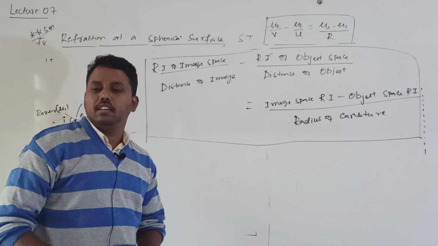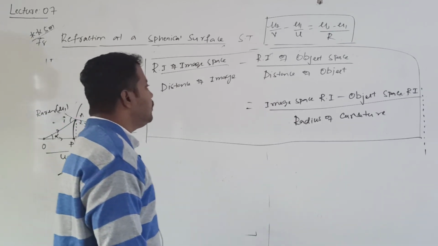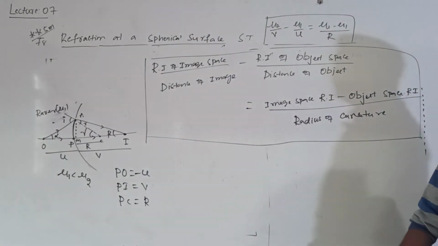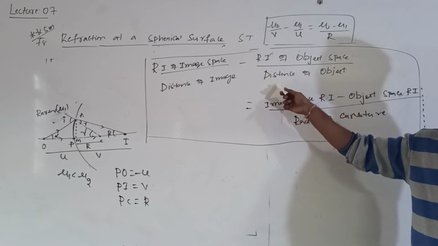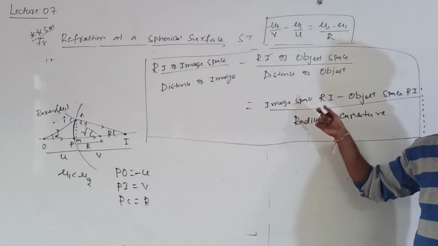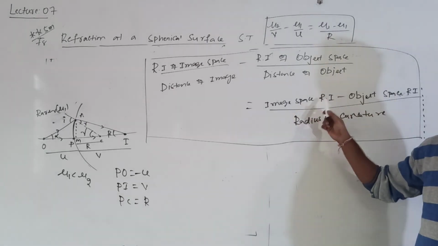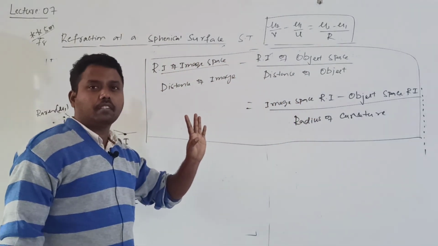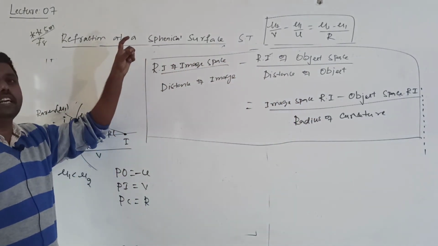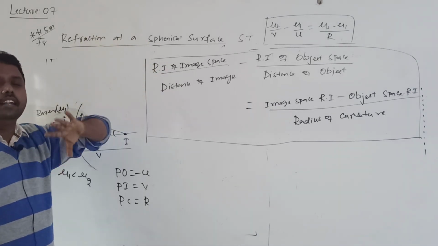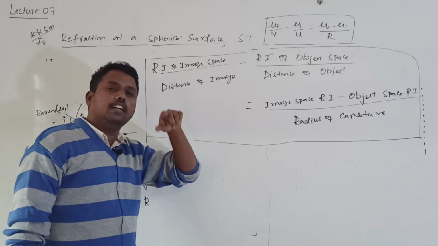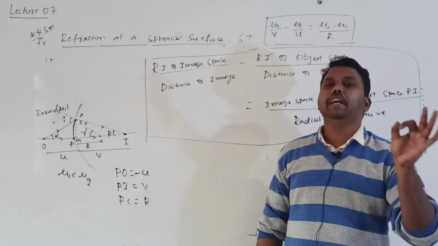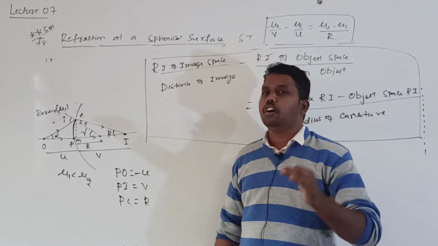Better you always remember: for refraction at a spherical surface, the refractive index of the image space divided by distance of the image, minus the refractive index of the object space divided by distance of the object, will always be equal to the difference in the refractive indexes, image space minus object space, divided by radius of curvature. Once again I am telling, if you know how to apply this derivation, then only in the next class we will discuss another important derivation, that is Lensmaker's formula. Lensmaker's formula can be derived if you know how to apply this formula.